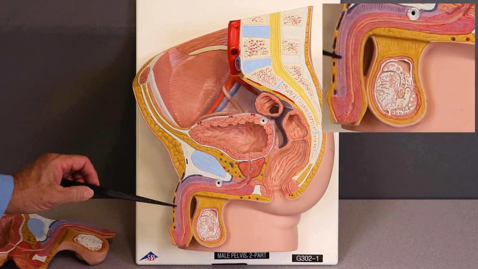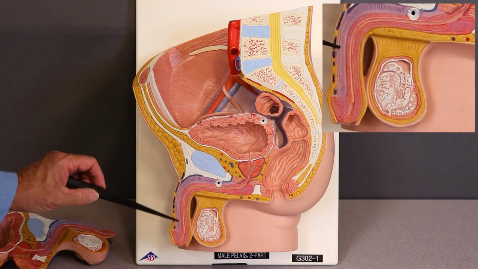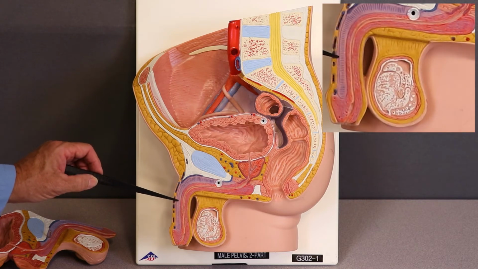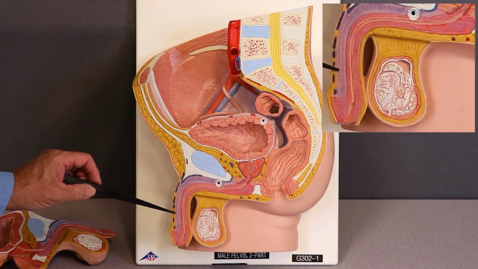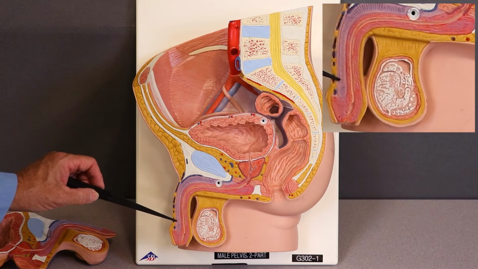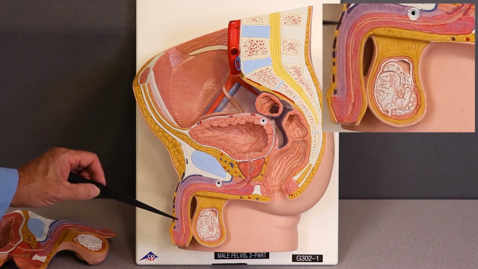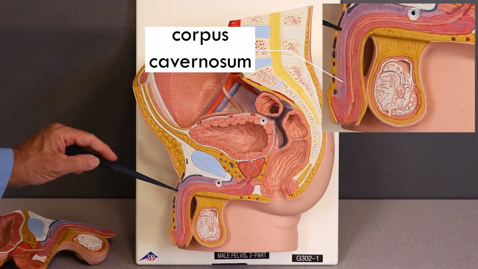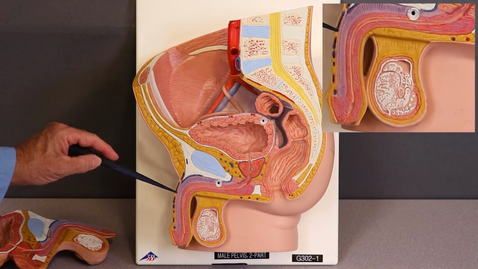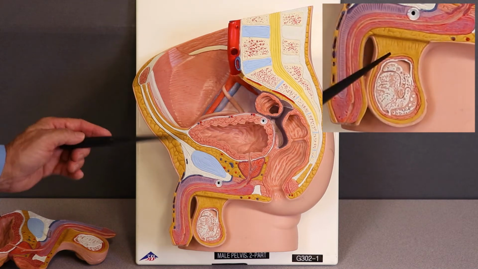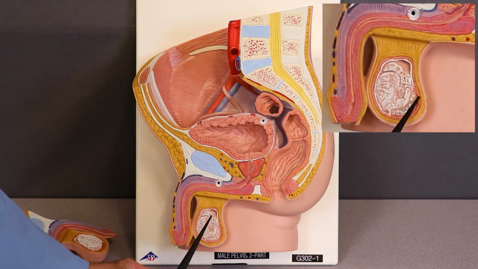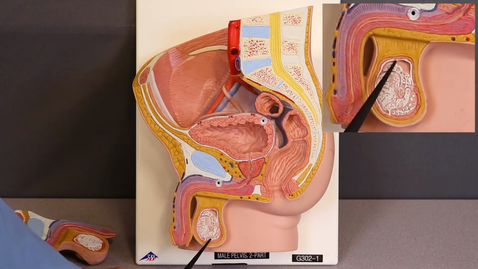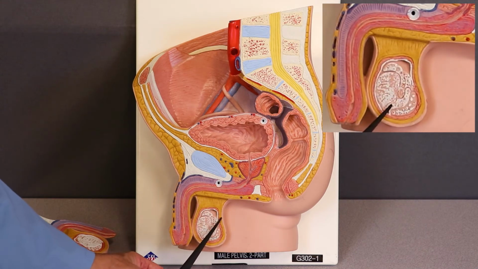There are 2 lateral cylinders of erectile tissue. So we're only seeing one here. We're only seeing the one that's on the right side. And those are called, in plural, corpora cavernosa. But right now I'm only pointing to the corpus cavernosum on the right side. Okay? So here is the testis, and I'm going to give you a better image of the testis.